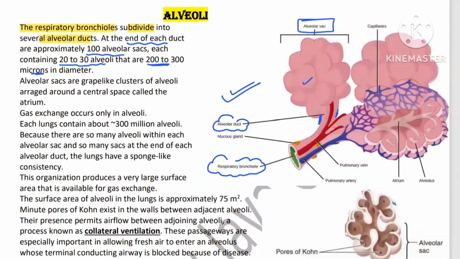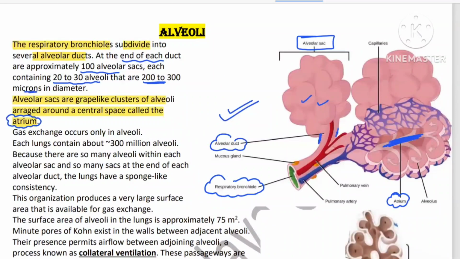If you see the alveolar sac, the diagram is helping you to understand. It gives you a structure of grape-like clusters. Okay, and you will find that the grape-like cluster of alveoli is arranged around a central space. Check this diagram. This central space is known as the atrium. Clear, beta? So alveolar sacs are grape-like clusters of alveoli which are arranged around the central space called the atrium. So the atrium is the central space of the alveolar sac around which alveoli are present.